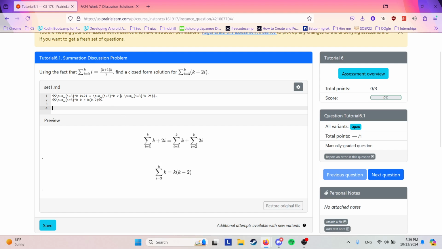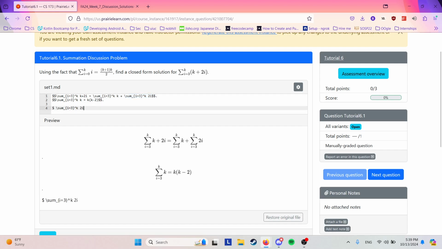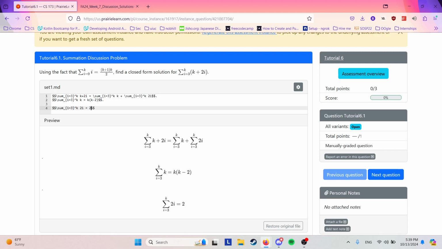Now for our expression on the right, first we can factor out the 2, because it simply multiplies everything in the summation by 2. So this is just 2 times the summation from i equals 3 to k of i. Now this looks like what we want, except the bounds are off, so we can adjust what these bounds are.